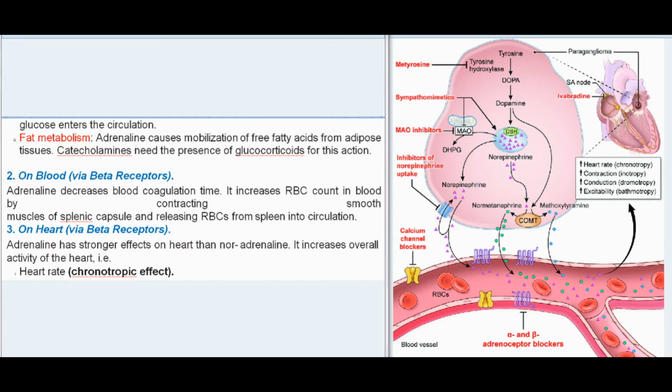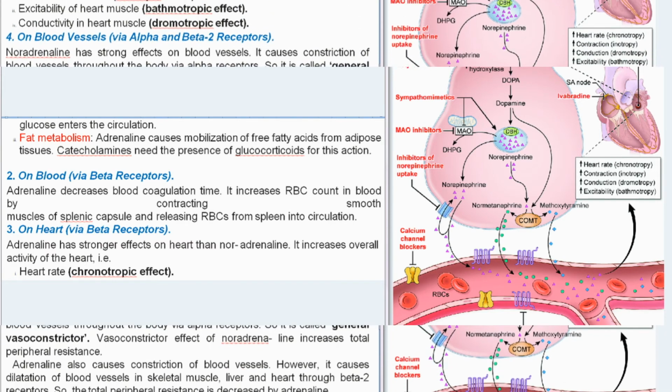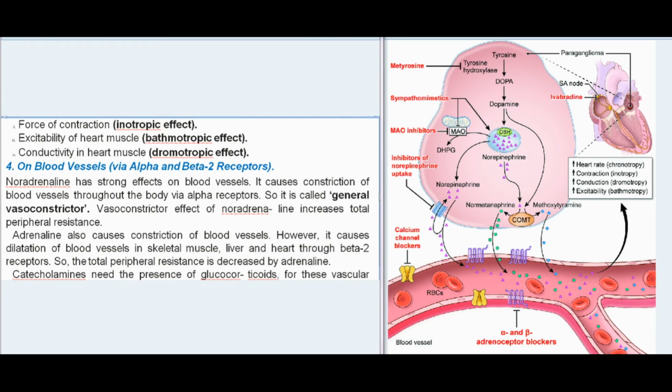On heart, via beta receptors. Adrenaline has stronger effects on heart than noradrenaline. It increases overall activity of the heart, i.e., heart rate, chronotropic effect. Force of contraction, inotropic effect. Excitability of heart muscle, bathmotropic effect.